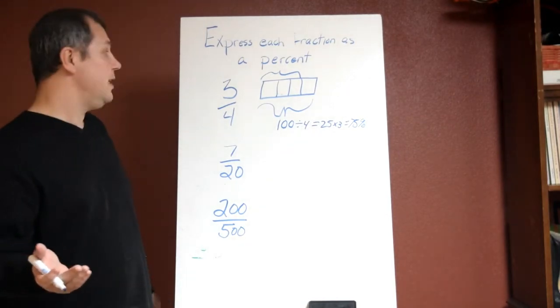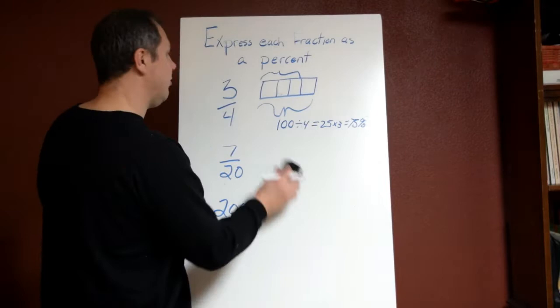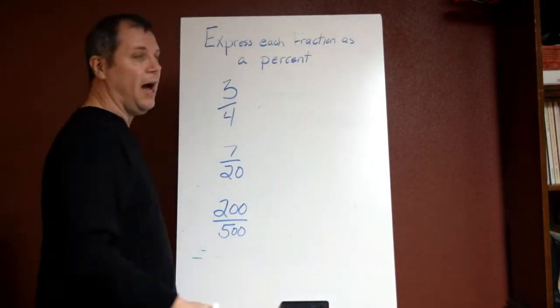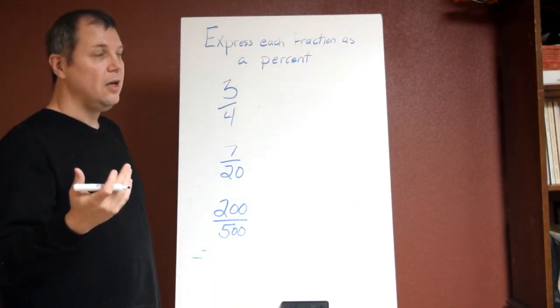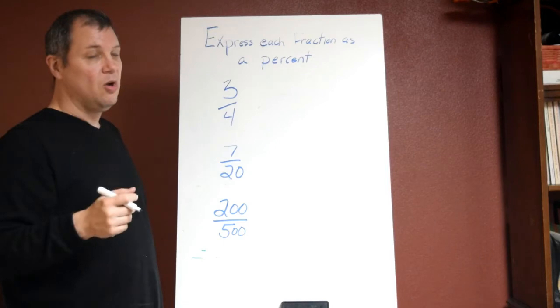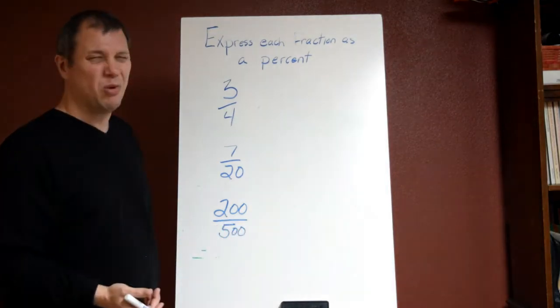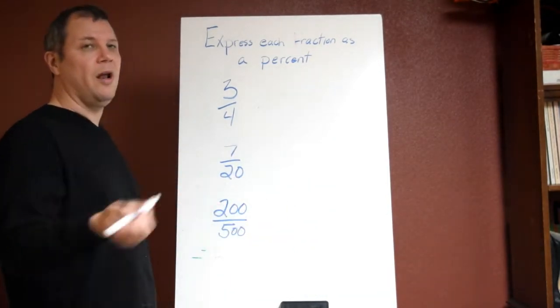I can do it using an equivalent fraction as well. And I'm going to do a little erasing here. I have to ask myself, all right, what is an equivalent fraction when I need a denominator of 100? That's an awkward way to say it. But basically, what times 4 equals 100?